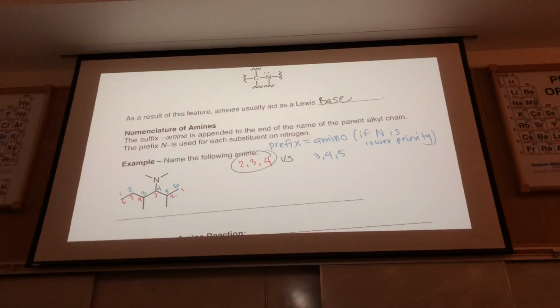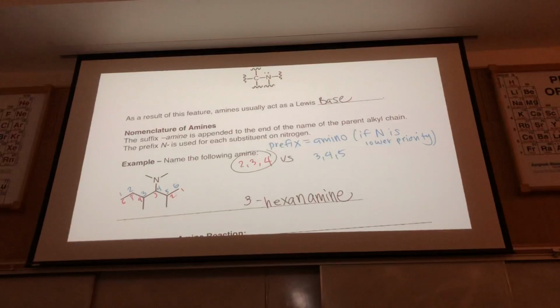Okay, so now I can start naming. My parent chain has 6 carbons, so it's going to be hexane. There are no alkenes or alkynes, so hexane, amine. Where is my amine? Since amine made it to the suffix, I have to put a number before that to tell everybody where my amine was. My amine was on carbon 3.